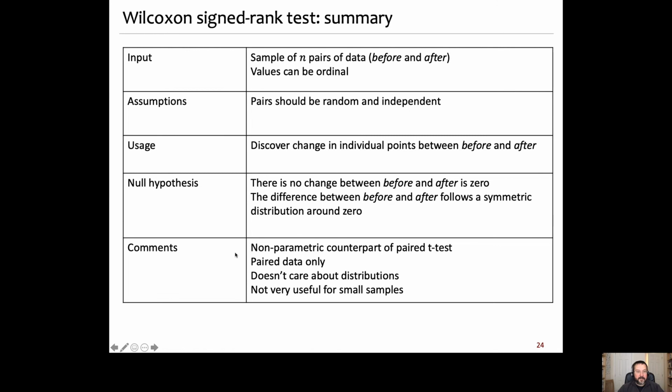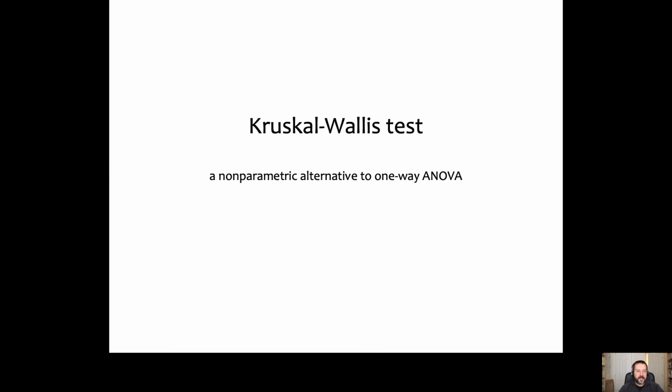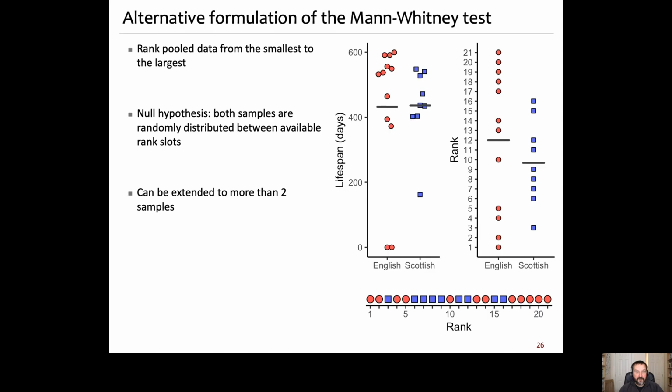This is a non-parametric equivalent of the paired t-test. It can be used for paired data only, and as in the case of all other non-parametric tests, it doesn't work for very small samples. The next one is the Kruskal-Wallis test, which is a non-parametric alternative to one-way ANOVA.